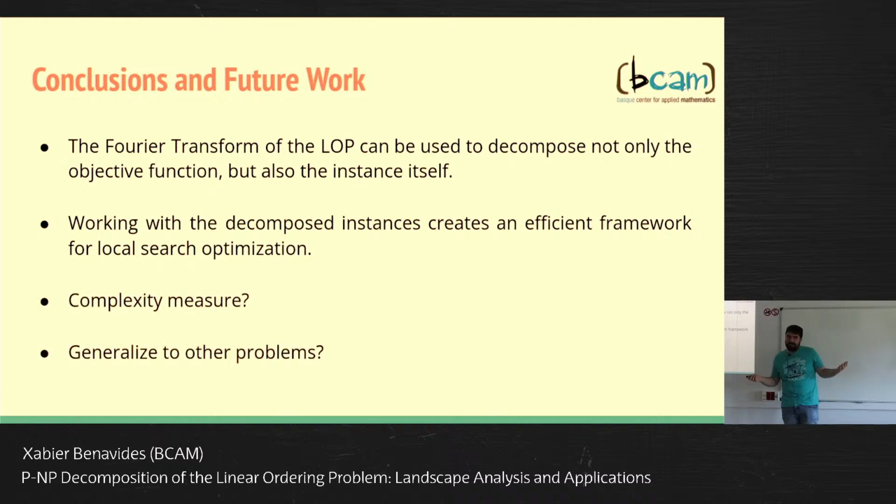So obviously there is still much work to be done here, okay? So some research lines that we want to consider in the future include, for example, using this PMP decomposition to create some kind of complexity measure for the LOP, okay? That is using the proportion of the PMP components as some kind of NP hardness measure, okay? And finally, the last thing that we want to do is to try to generalize this idea of the PMP decomposition to other combinatorial optimization problems, such as, for example, the more general quadratic assignment problem, okay?